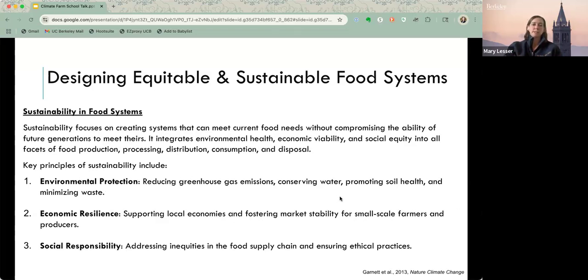Looking at it from the lens of sustainability, sustainability is focusing on creating systems that can meet current food needs without compromising the ability of future generations to meet theirs. So integrating environmental health, economic viability, and social equity into all facets of food production, processing, distribution, consumption, and disposal. So the whole food system cycle, right? The principles that we need to think about and address are going to be around environmental protections, economic resilience, and social responsibilities.